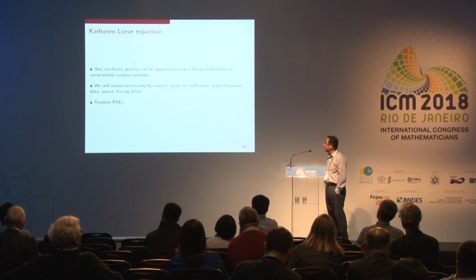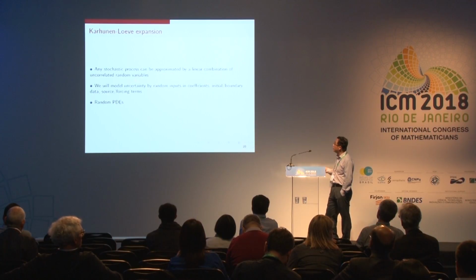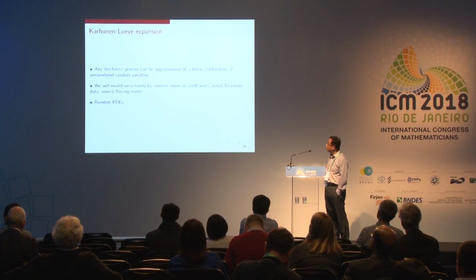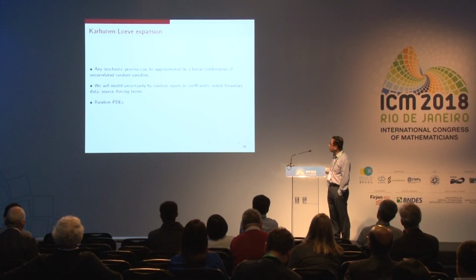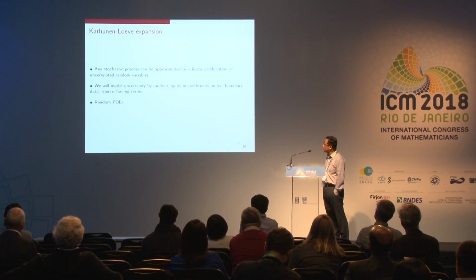by this expansion, any stochastic process can be approximated by a linear combination of uncorrelated random variables. So our modeling of uncertainty will actually start from here. Basically, we model uncertainty by random inputs in the coefficients or initial boundary data or forcing terms. All right. So these models usually appear in the form of random PDEs.